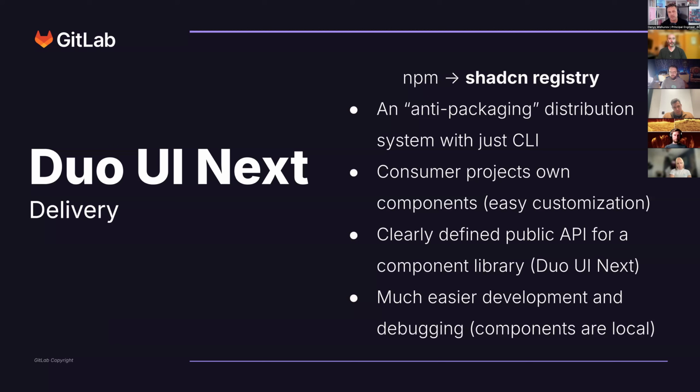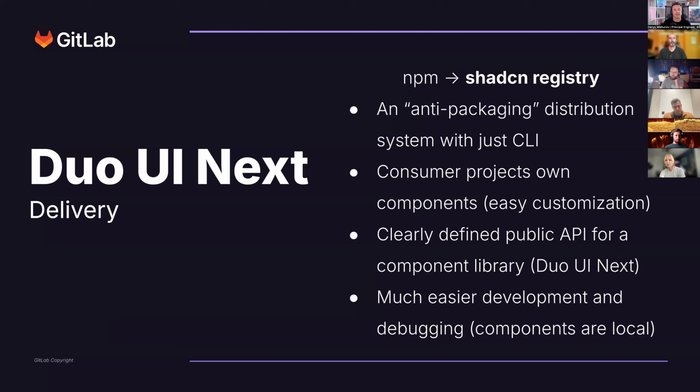The SHA-CN registry has a clearly defined public API for a component library, something that we do not have for Duo UI or in general for component libraries. A public API that tells what components are possible to import, what the dependencies are for every component, and how this is supposed to be working in your project. And the SHA-CN registry allows for much easier development and debugging.